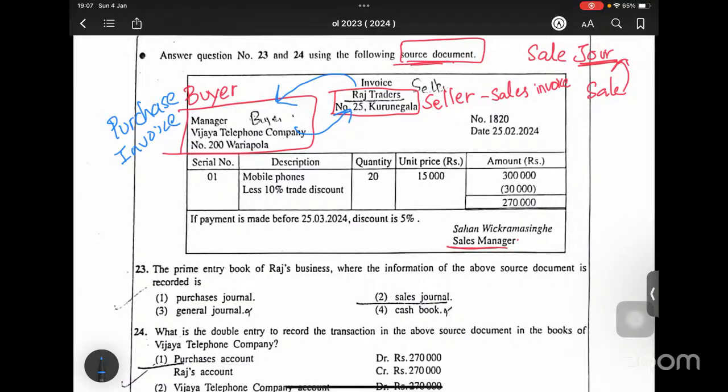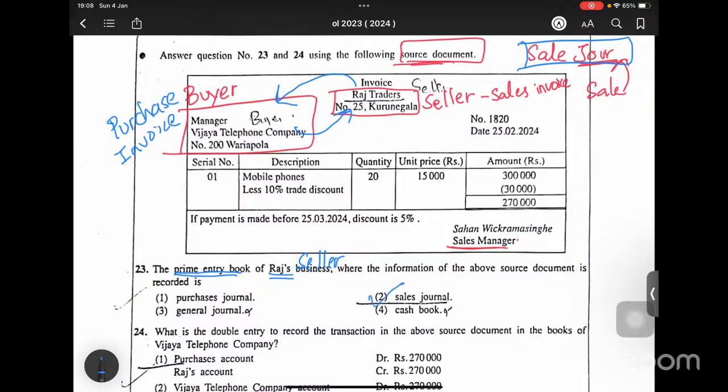The prime entry book of Raja's business, where the information of the above source document is recorded, is... So here they have asked for the prime entry book of Raja's business. Raja is the seller, where the information of the above source document is recorded. So which is the prime entry book? Journal is the prime entry book. So where will Raja record this? In the sales journal. Yes, in the sales journal.